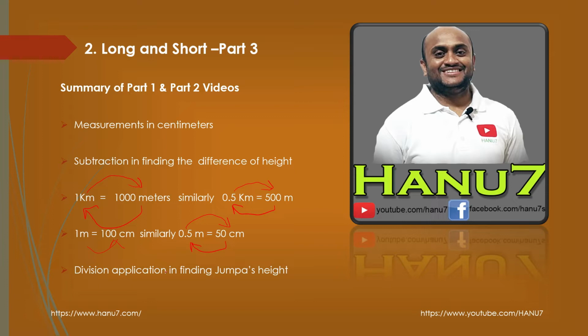And there was also one small application of division. We have seen that in calculating Jumpa's height. They have mentioned that Jumpa's height is exactly double the other person's height, so we have divided by 2 there. Okay, so that is a quick summary of part 1 and part 2.